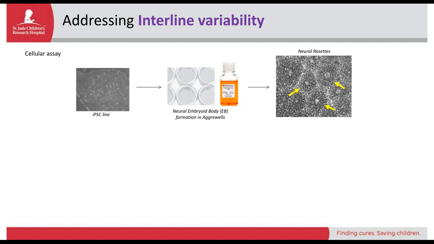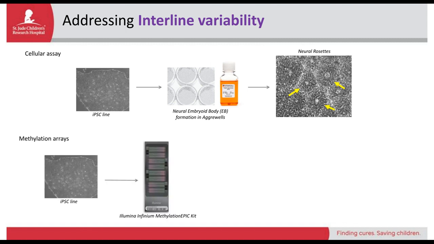But if you have a bad iPS line, then either the efficiency will be low, or you'll have a culture which would be a mix of neural rosettes and non-neural cells. So a cellular assay such as this one, especially for neural differentiation, is quick and simple to identify clones which have a decent neurogenic potential, or which have a good neurogenic potential.